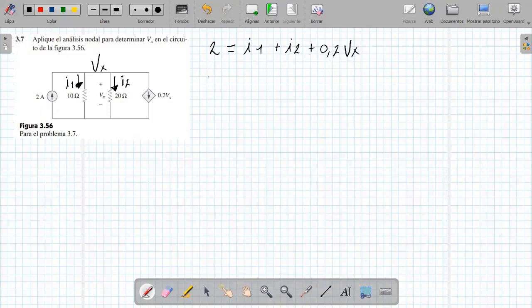Well, then I continue and the I1, because it is the voltage Vx.